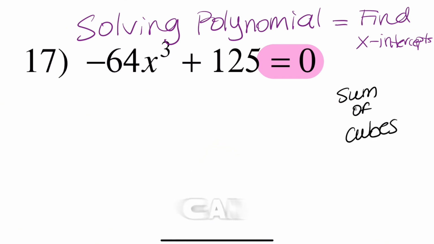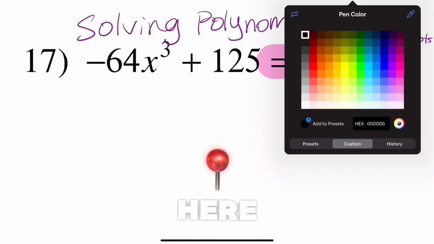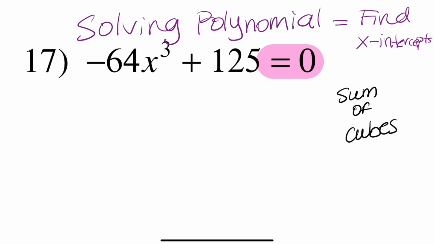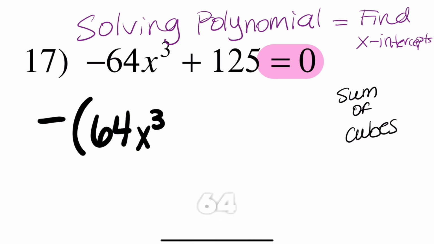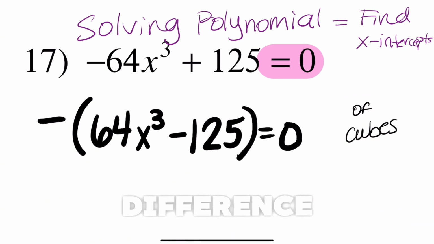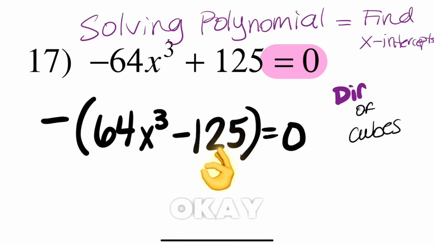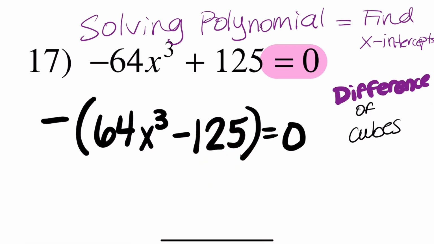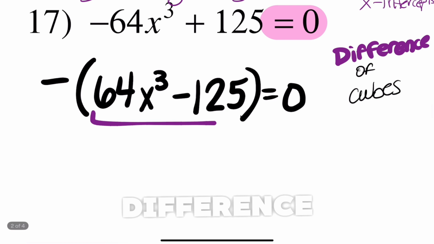Okay. But I can see that the polynomial leads with a negative in front. So I'm going to go ahead and take that negative out. And then you'll see what happens here. When I take out the negative, I'm left with positive 64x cubed minus 125 equals 0. So this is actually going to be a difference of cubes, okay?